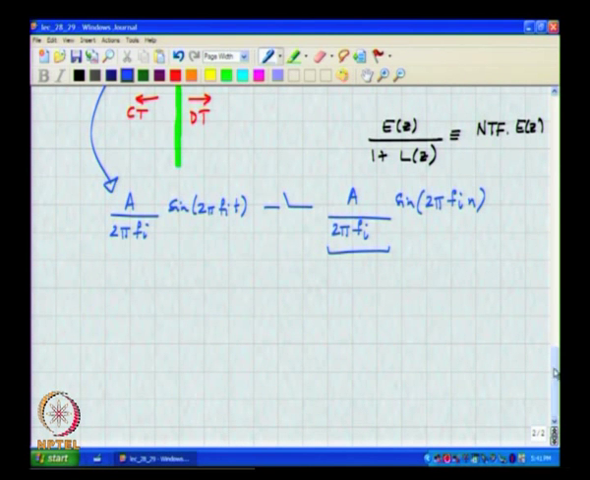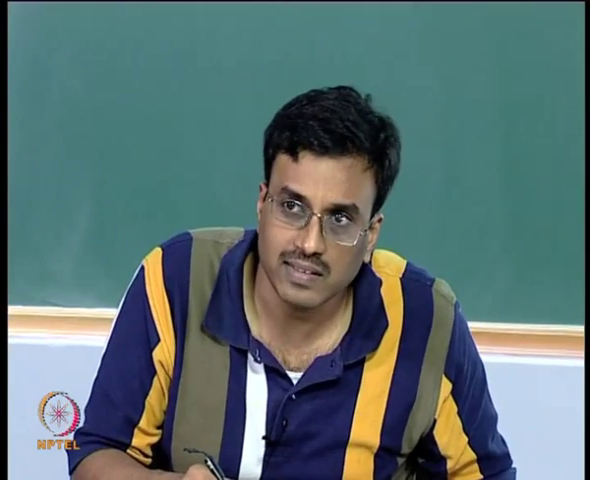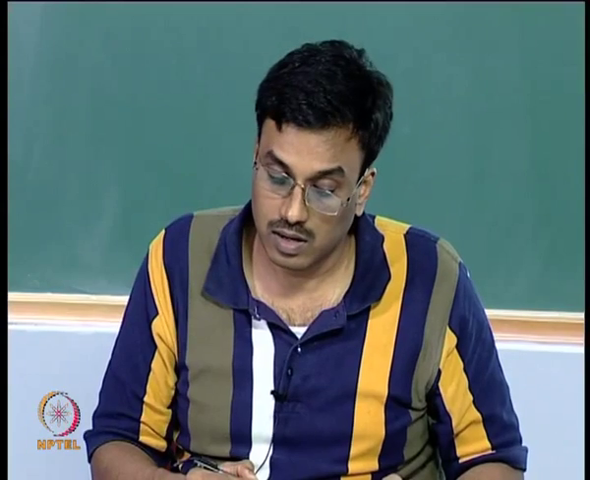So, if I plot L of s, or the magnitude of the continuous time loop filter's gain, as a function of input frequency, how will it look like? At DC it will be... no, linearly.